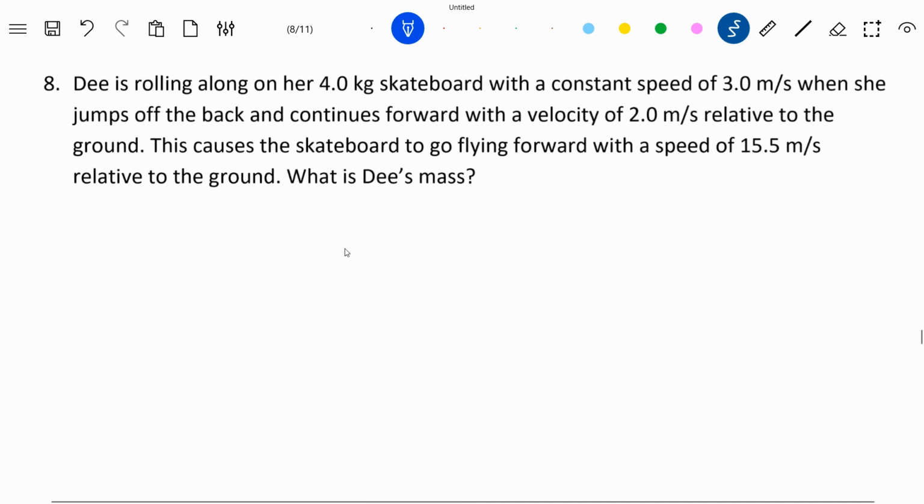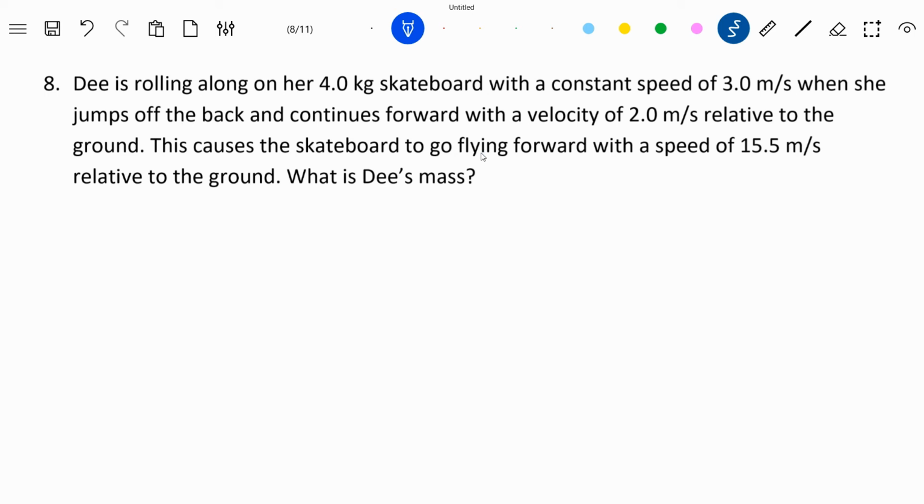Moving on, number 8. D is rolling along on her 4 kilogram skateboard. So there's a person and a skateboard with a constant speed of that. When she jumps off the back and continues forward with the velocity of that relative to the ground. This caused the skateboard to go flying at the speed of that relative to the ground. What is D's mass? So again, there's a person and a skateboard.